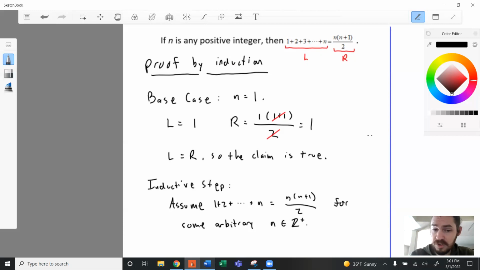Well, that seems a little strange, Kristen, because that's what we're trying to prove, right? Not quite. This is for some arbitrary n. I'm not assuming that this is true for all n. What we're trying to prove is that this is true for all n, any positive integer, that's for all, right? So I'm just assuming that it's true for some n, and it doesn't matter which one. It's got to remain arbitrary because we want to be able to generalize this.